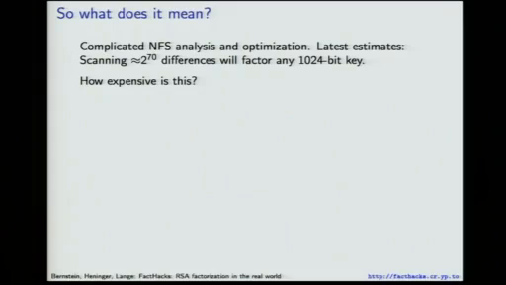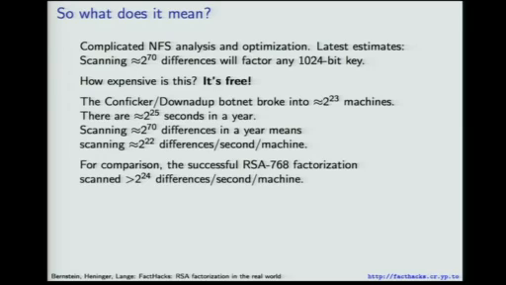All right, what does this mean? Can the attacker actually do the number field sieve once they've put in all these optimizations? Well, if you look carefully at the analyses of the number field sieve, there are only about 2 to the 70 differences, things like these a squared minus n's. If you look through 2 to the 70 of those and scan them properly, find easy factorizations, do linear algebra, you will factor into any 1024-bit key. Now, 2 to the 70, how big is that number? Well, it's actually small enough that you can do this computation on your favorite botnet.